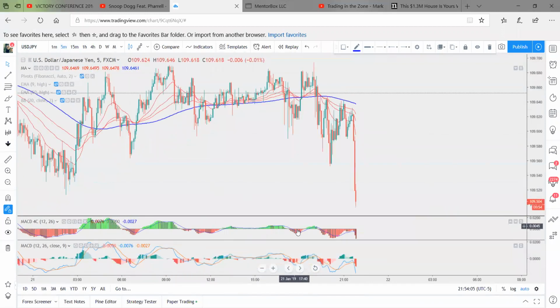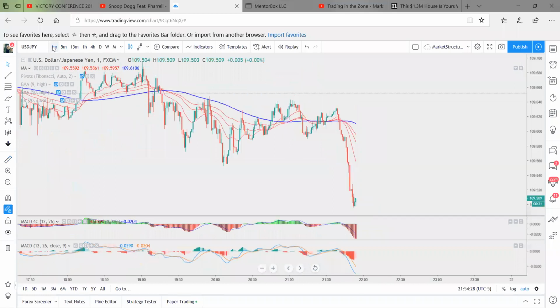Woo! Look at that on 5 minutes. Oh, good God. It committed suicide. It just jumped off the building. Wow, that's beautiful. It threw a nice M too. So this is just what it's supposed to be doing. When it pulls back, see on the 1 minute, you can enter off the 1 minute.